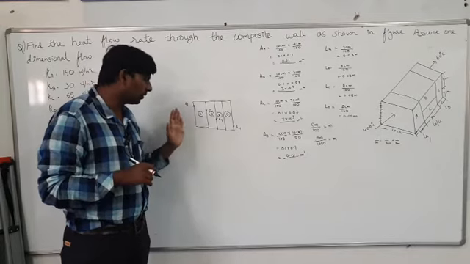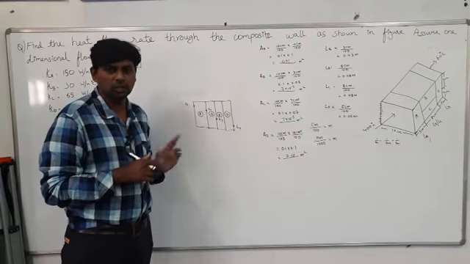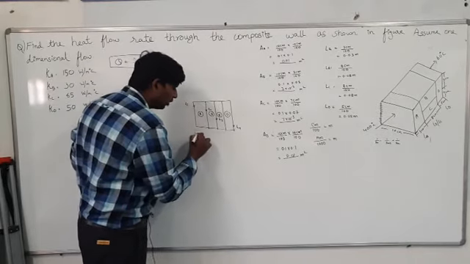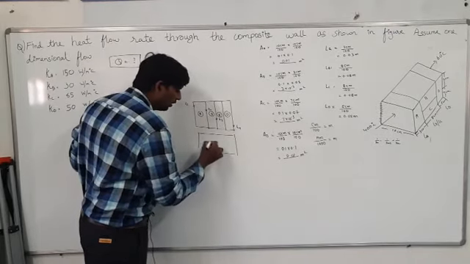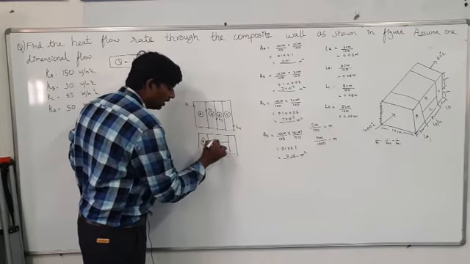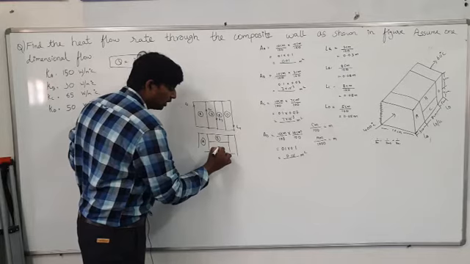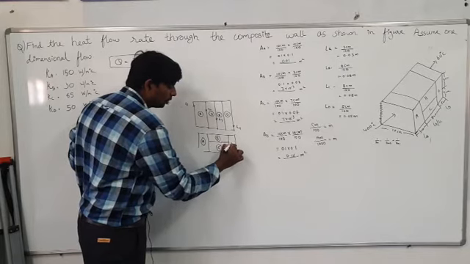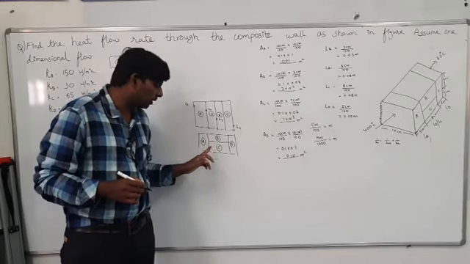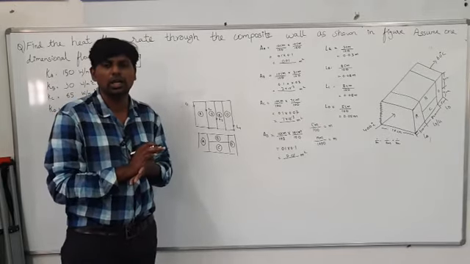What is the difference? In the last problem, side by side components were there, but here it is not like that. Here, somewhat different is there. As you can see here, this is the difference. This one you have to take as A, this one as B, this one as C, and this one as D. See, there it was side by side, but here two components are parallel to each other.